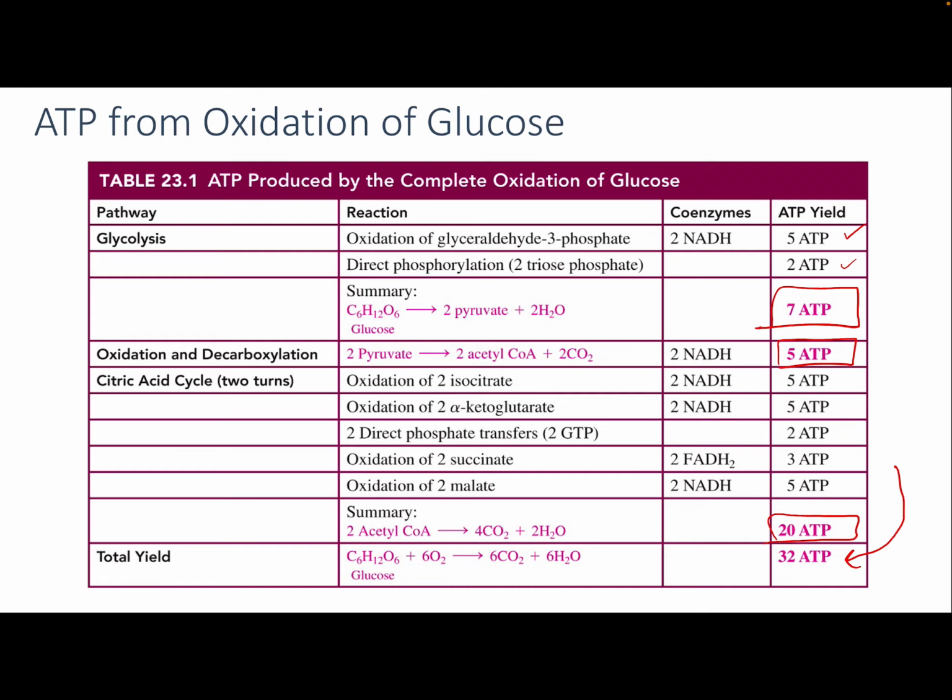per glucose. So you need to know at which step these are generated, okay? Because on the test I could ask you for 1 cycle of the citric acid cycle, 1 turn, how many ATPs would we get? And you should know how to calculate that. But this table should be helpful.